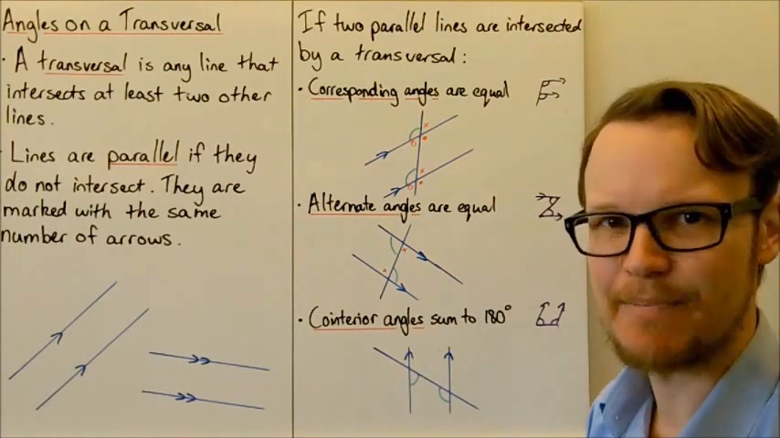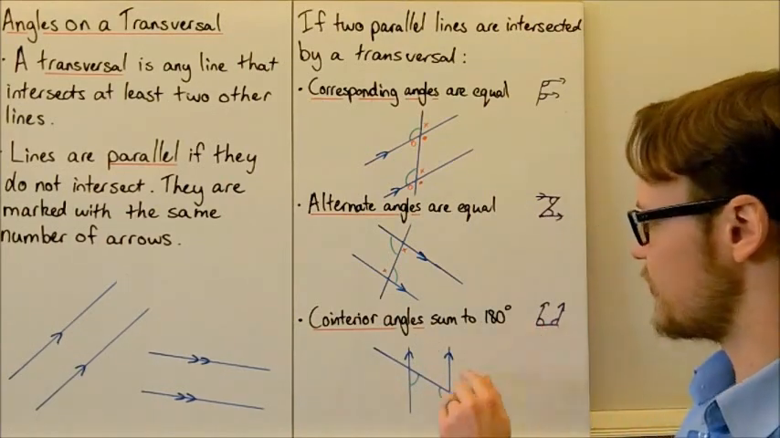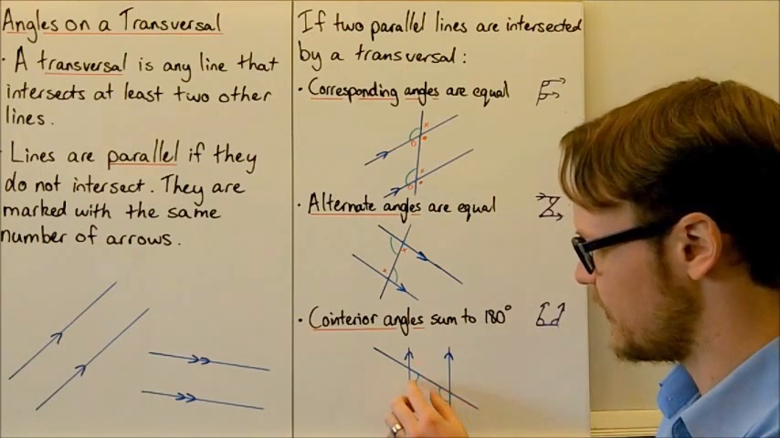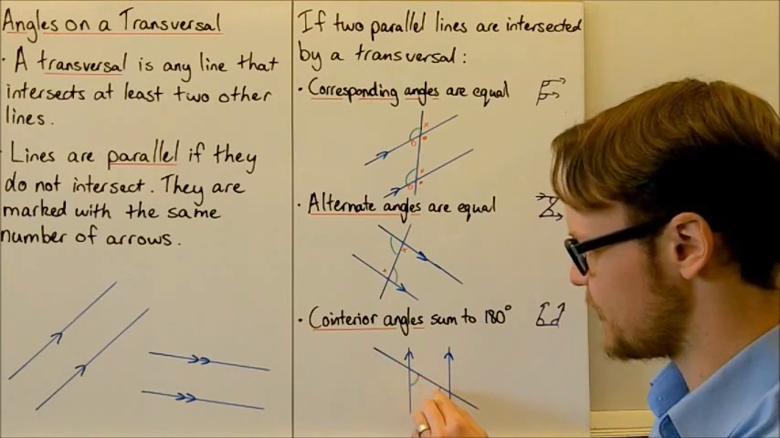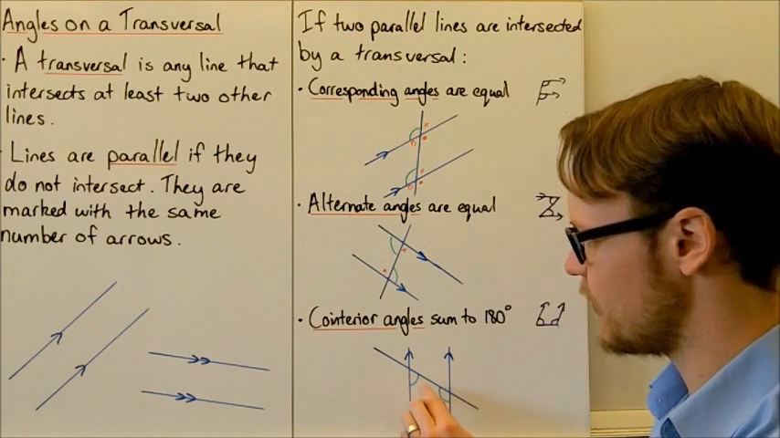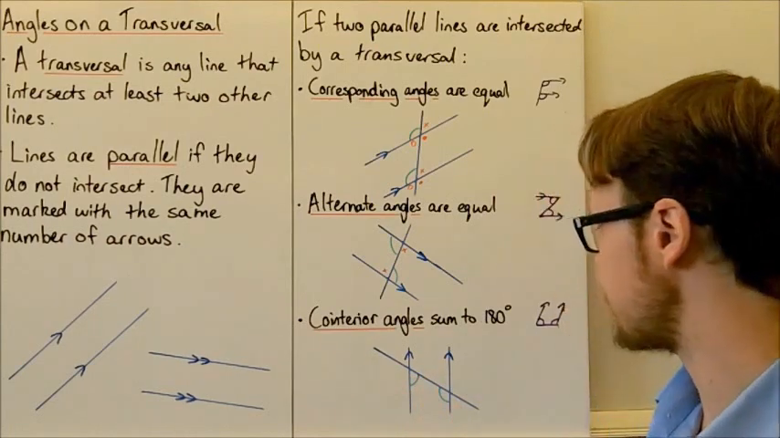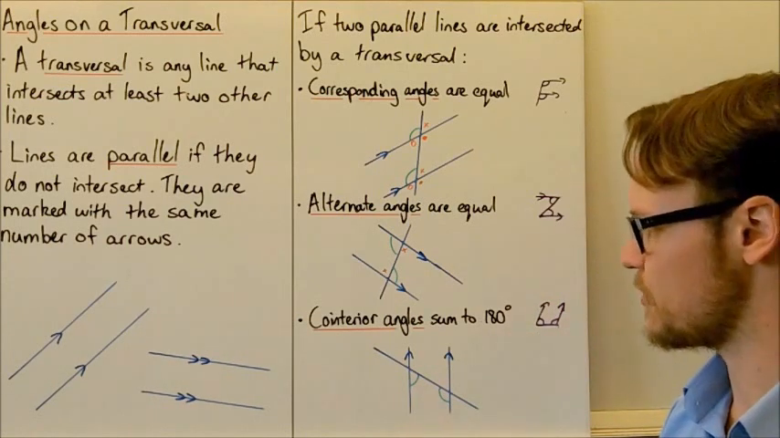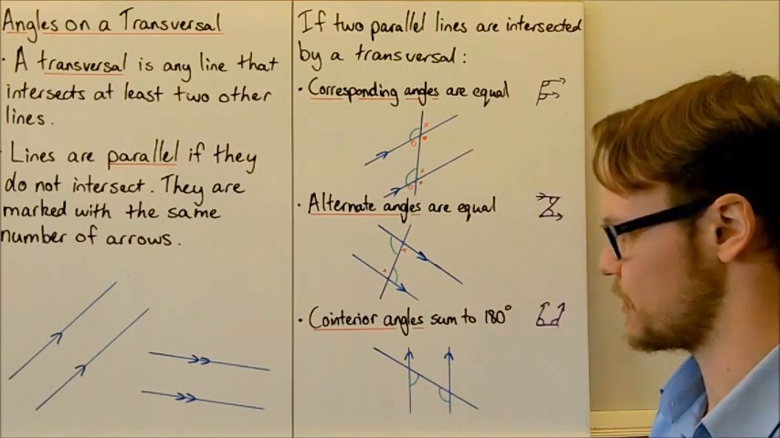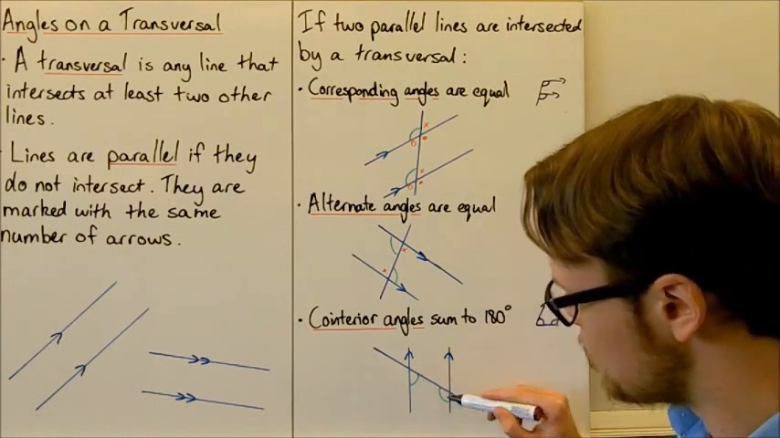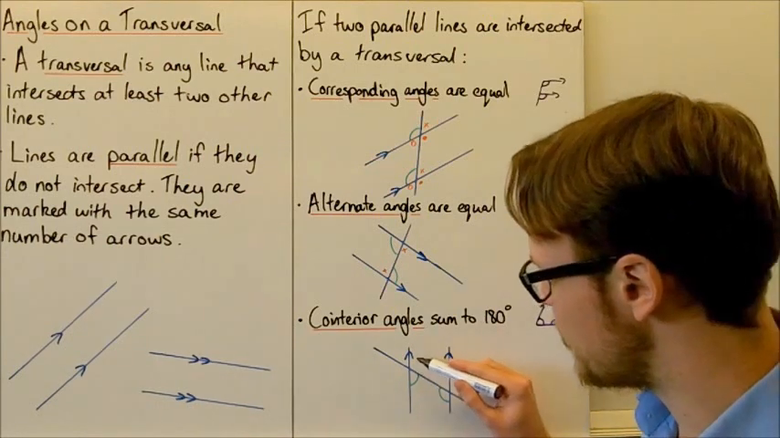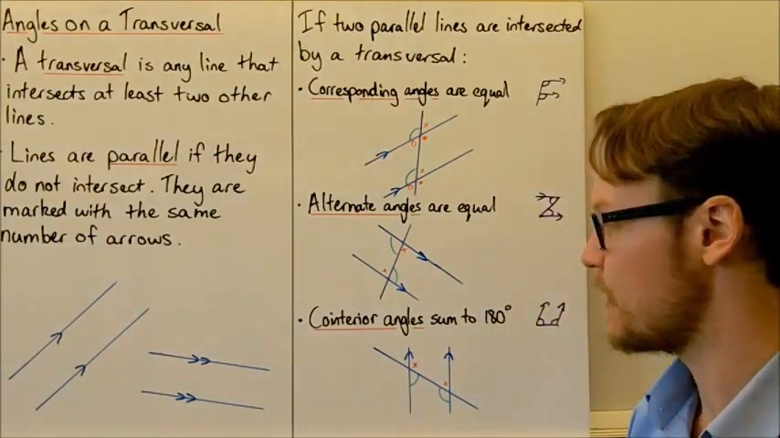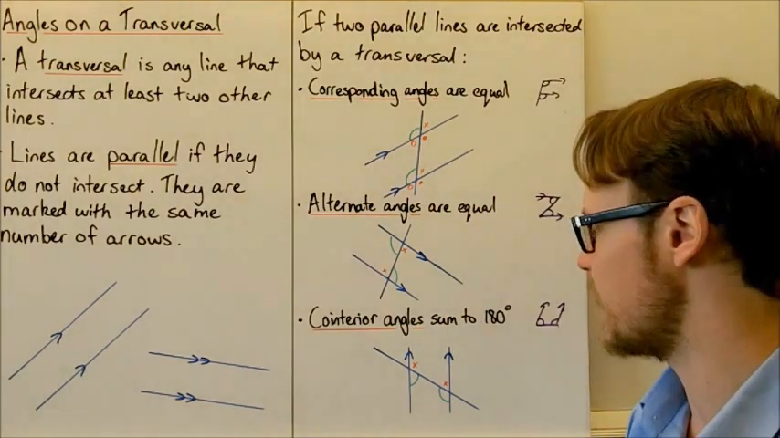Co-interior angles sum to 180 degrees. That is, the two angles that are inside, co-interior, are both inside on exactly the same side of the transversal and the parallel lines. They will add to 180 degrees. And this is the coded reason that we can use to show that we're using that when we're trying to solve a problem. So not only are these two angles co-interior, but these two angles here are also co-interior, and they will sum to 180 degrees as well.